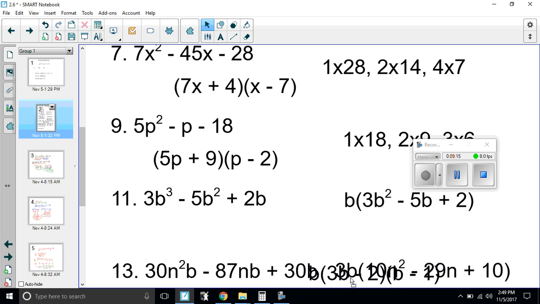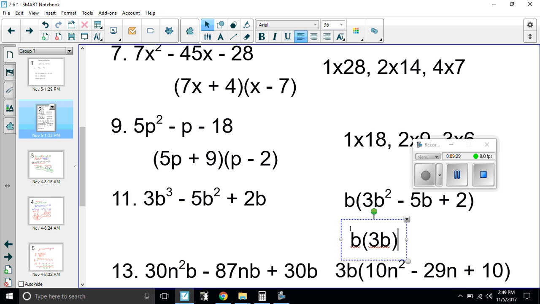I want to factor. So I keep the b out in front, and 3b times b is the first term in each of my factors. C is positive and B is negative, so that means my sign is going to be negative for both of these. And my only factors are 2 and 1, so I'm going to plug a 2 in and a 1 in and then check my OI. 3b times negative 2 is negative 6. Negative 1 times b is negative 1b. Negative 6 plus negative 1 is negative 7.